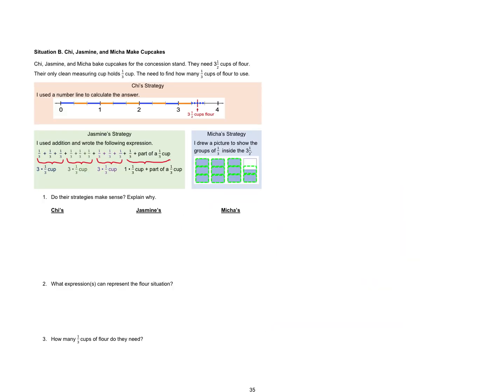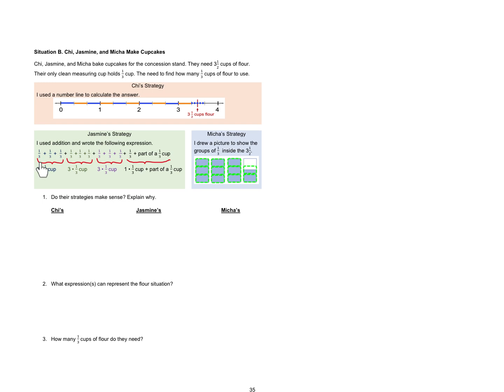All right, situation B, we have 3 different strategies on how to figure out how to use a 1/3 cup to measure 3.5 cups of flour. So let's see, this first strategy is using a number line, so that's a whole, a whole, a whole. And then they broke up that last piece into sixths, and that was where we saw the 3.5. Okay, that works.